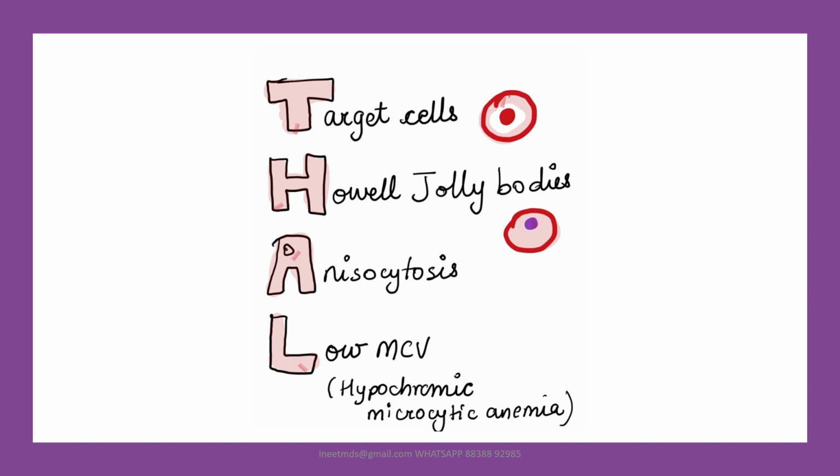The mnemonic for thalassemia pertaining to the histological findings is THAL, standing for thalassemia: T for target cells, H for Howell-Jolly bodies, A for anisocytosis, and L for low MCV, that is mean corpuscular volume. So histopathologically, when you see the peripheral smear, you can see hypochromic microcytic anemia.